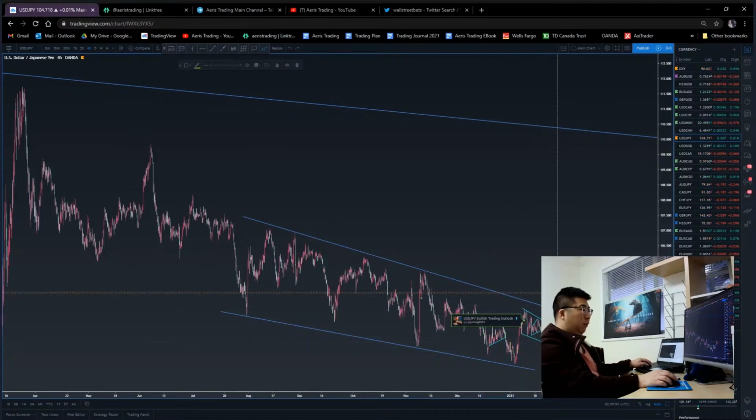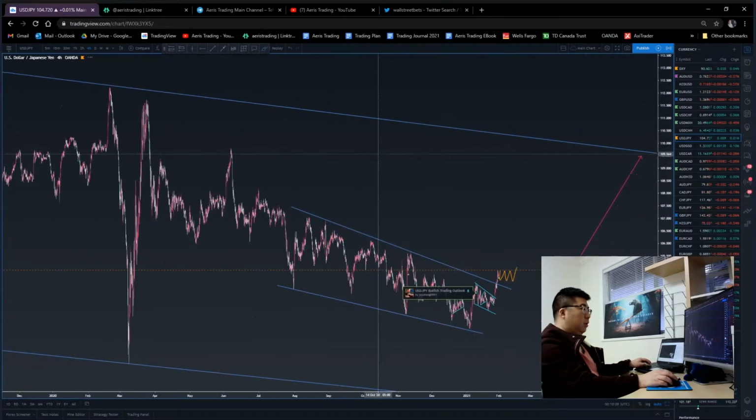So I would wait for a solid correction here. Potential breakout after correction entry. Look for the next upside. That is how I would look for a possible entry on dollar yen.